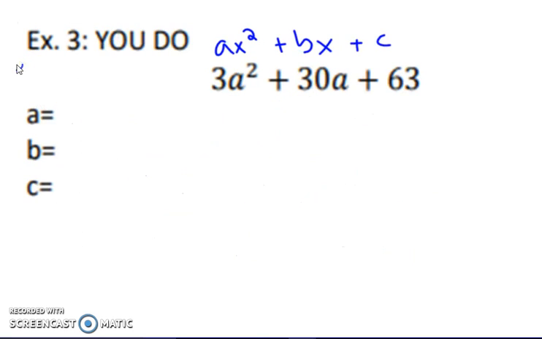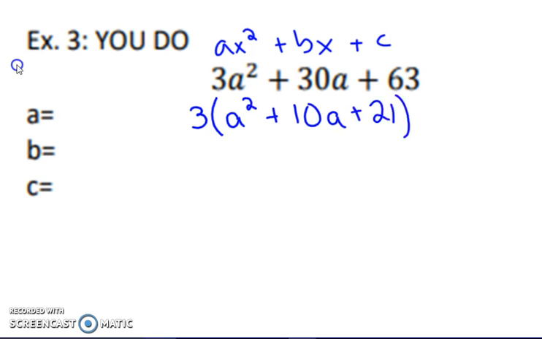Now, if we look at this equation, the one thing we need to keep in mind is we need to factor out a GCF if we can. And the first two problems, we didn't have any. But in this problem, I can factor out a 3. So I'm going to, and I'm going to be left with a squared plus 10a plus 21.